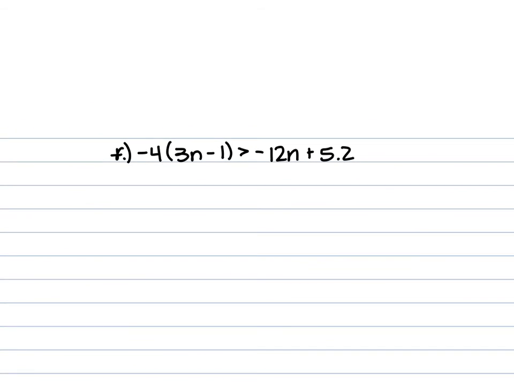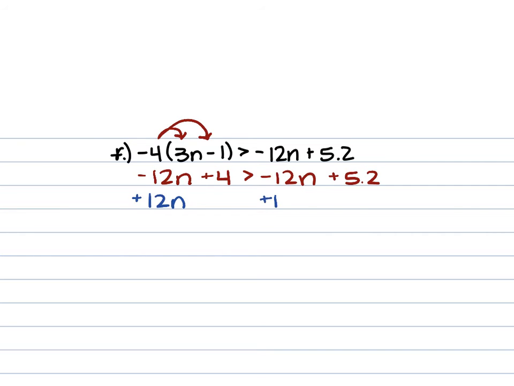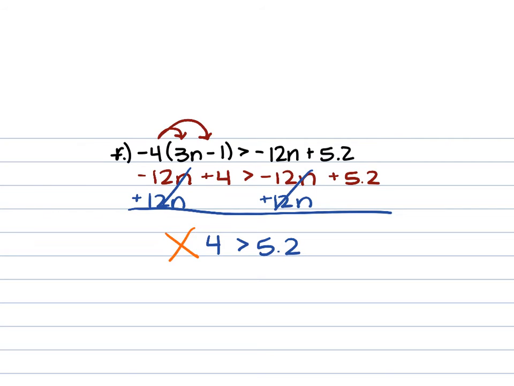For example F, we have negative 4 times 3n minus 1 is greater than negative 12n plus 5.2. So again, we're just going to distribute this negative 4. We have negative 12n plus 4 is greater than negative 12n plus 5.2. We add the 12n to both sides. They cancel out on each side. So we're left with 4 is greater than 5.2. 4 is not greater than 5.2, so this one is no solution.